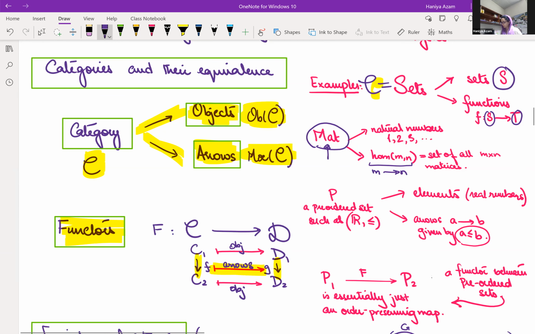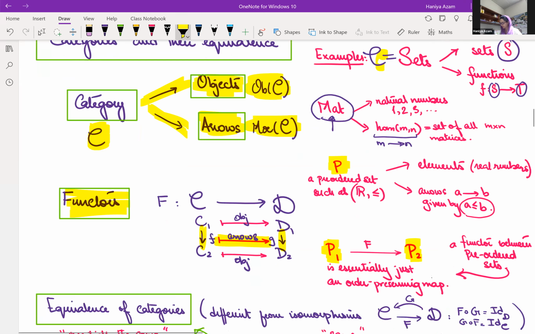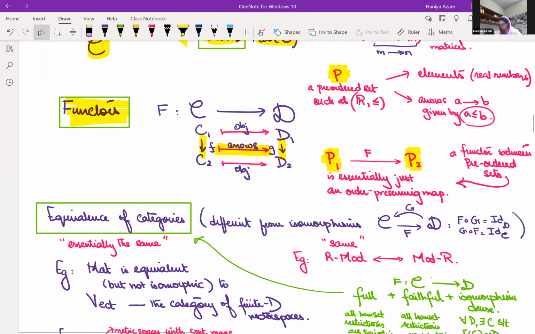So just to give you an example, we can keep considering the preordered set as a category. So I'm taking two preordered sets. So these are two different categories. And a functor between them is just an order preserving map. So you can imagine taking two different preordered sets, and a map between them is as simple as one imagines it should be.